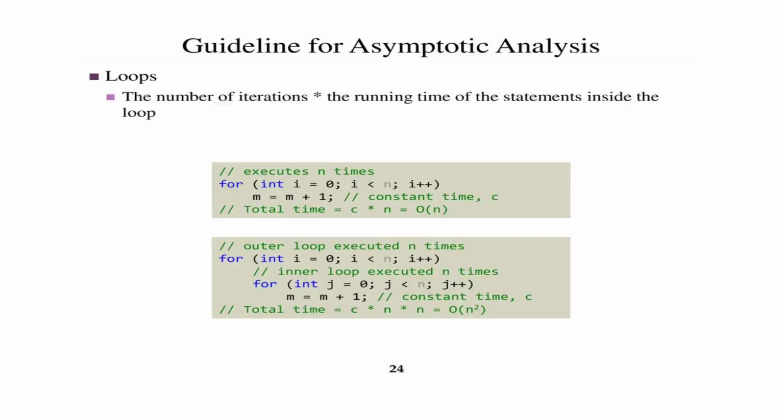The outer loop is executed n times and the inner loop is executed n plus 1 times. So two for loops are executing together. So c into n into n, so n square. Order of n square is the time complexity for two for loops, one the outer for loop and the second the inner for loop.